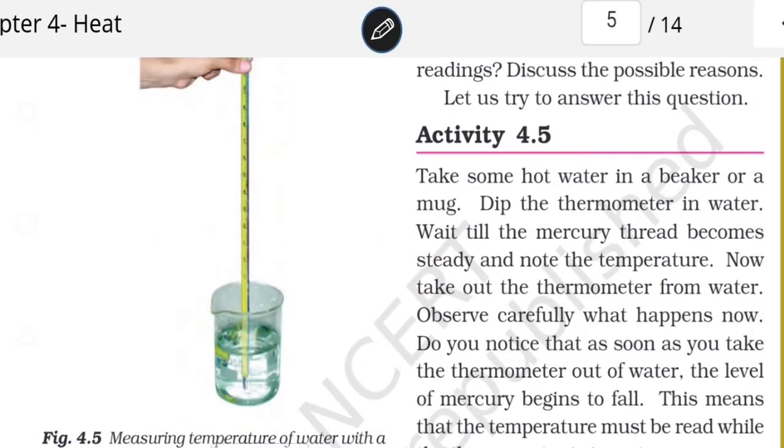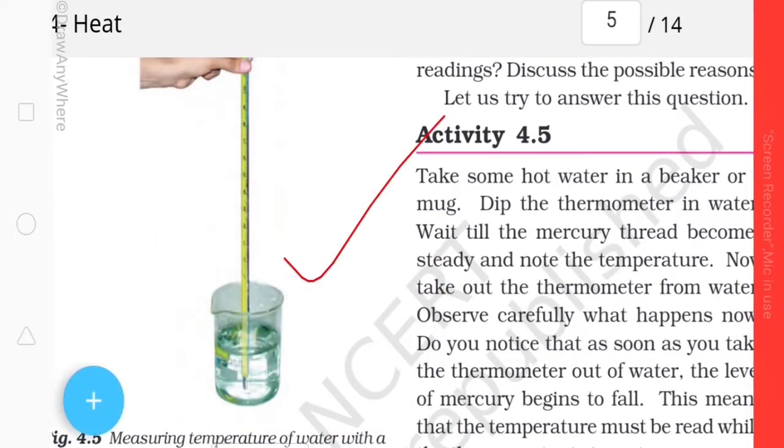Okay, this is how we can measure the temperature of water using a laboratory thermometer. When we are measuring the temperature of water, suppose by mistake we take the thermometer out of the glass, then what happens? The range of mercury will change. It may rise or it may fall depending on the temperature of the weather.